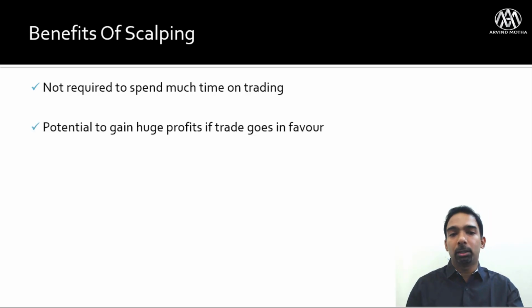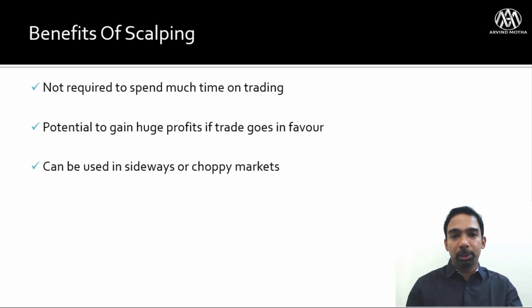Again, there's potential to gain very huge profits if the trade is going in your favor. If you have a 1:1 ratio, you can exit the trade and book profits at 1:1. But you can also wait when the market is totally bullish, going in your favor, or even bearish if you're shorting, and if it goes 4-5%, then you have very good potential to gain a lot of profit. That way, scalping has huge benefits.